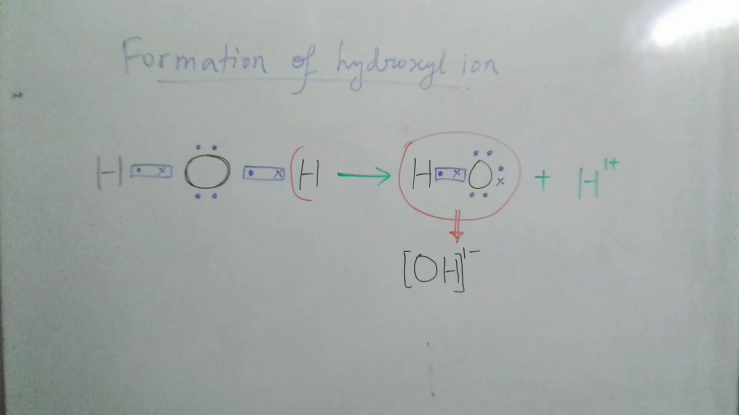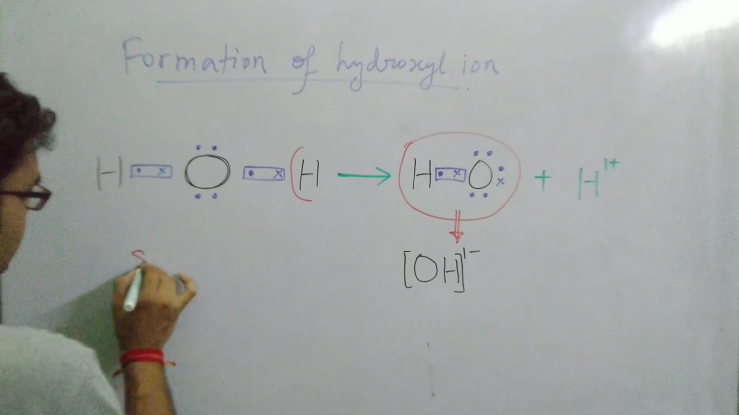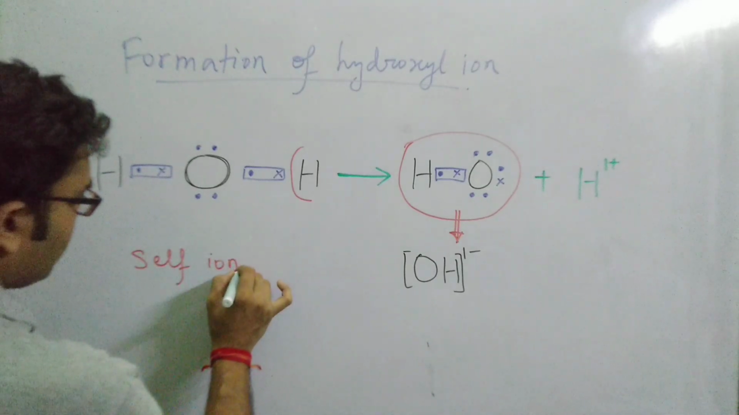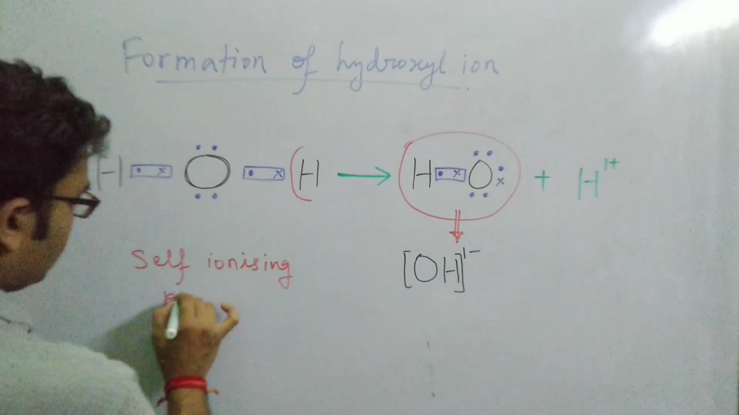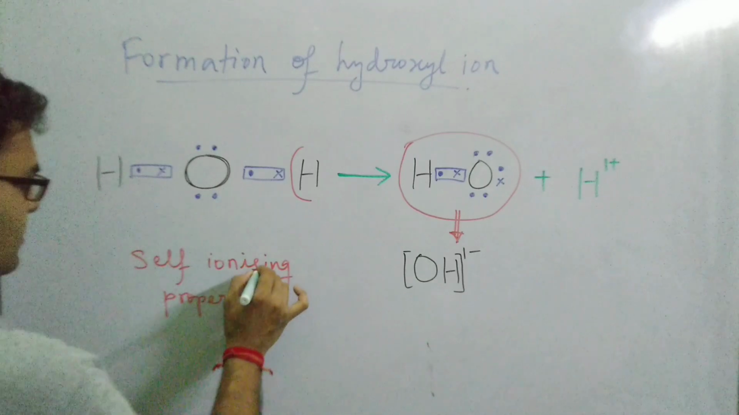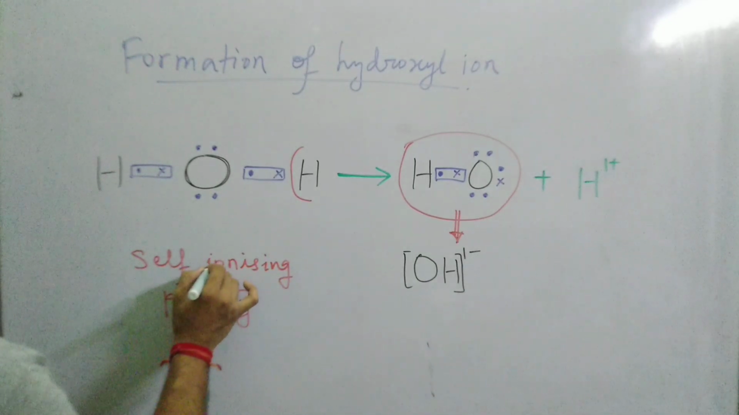So what happens? Water has a self-ionizing property. Okay, so I am mentioning the term once again. Water has a self-ionizing property. What does this self-ionizing property indicate? Water has a tendency to just break off into ions like this.